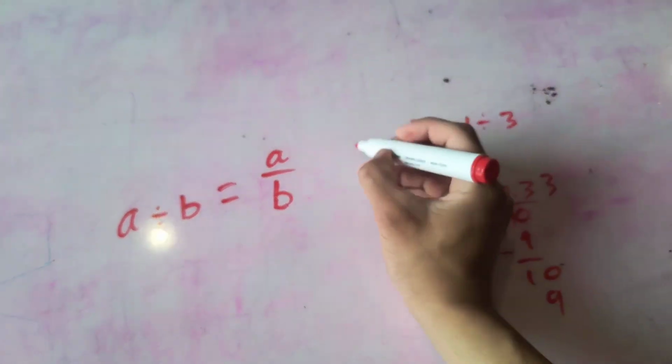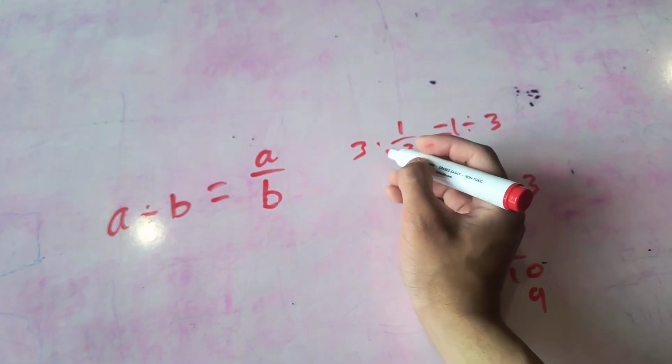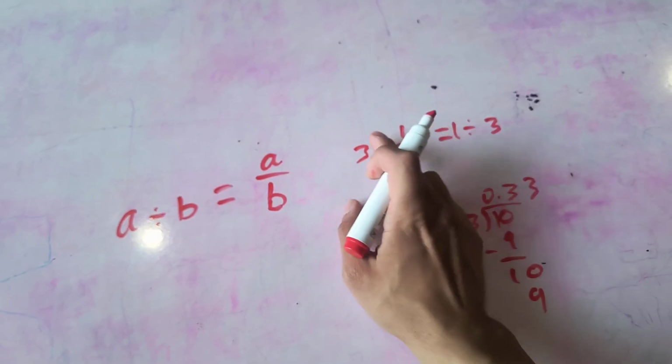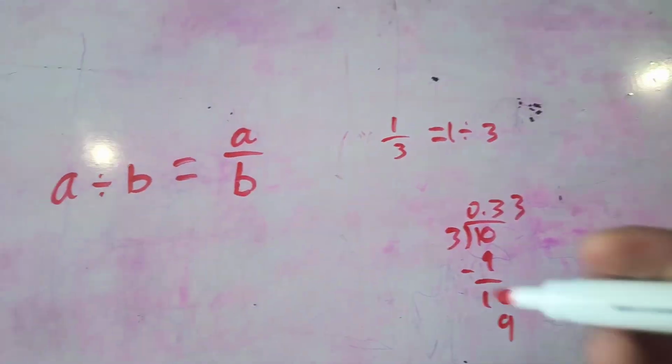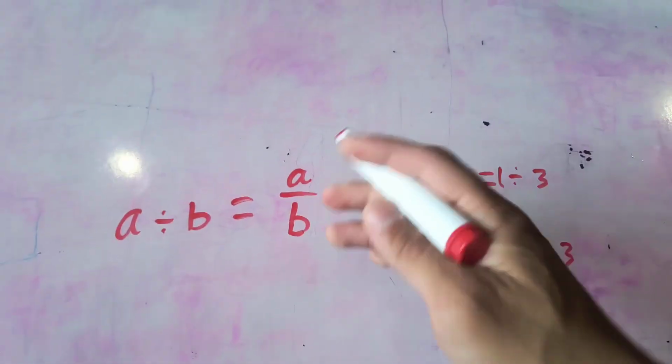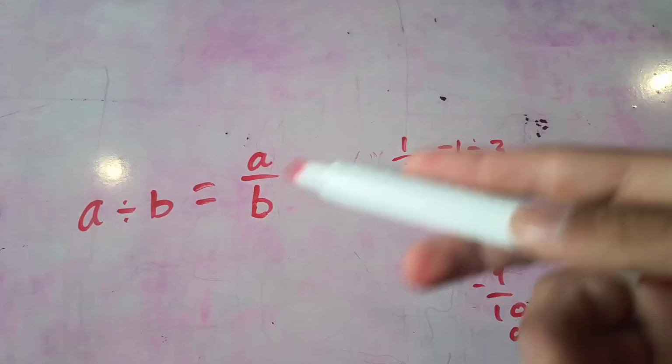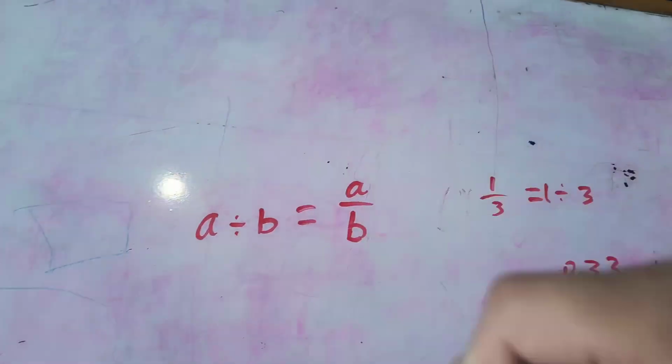And if you multiply 3 times 1/3, you get 3 over 3, which is 1, and 3 divided by 3 is just 1. My point is that this and this are the exact same. This is just a fraction notation of it, which we use more often than just writing this out right here.